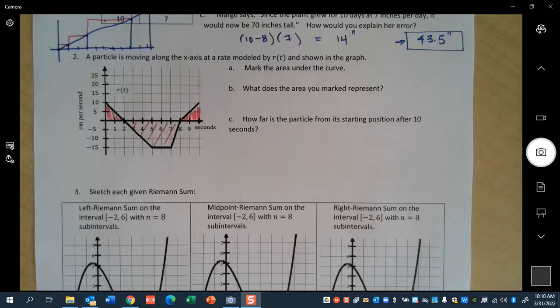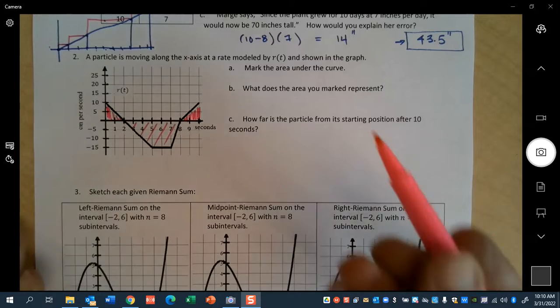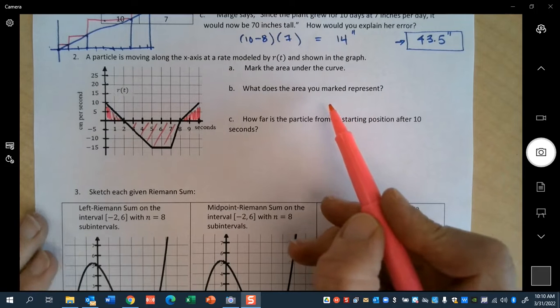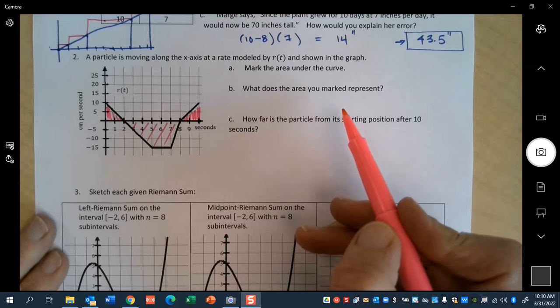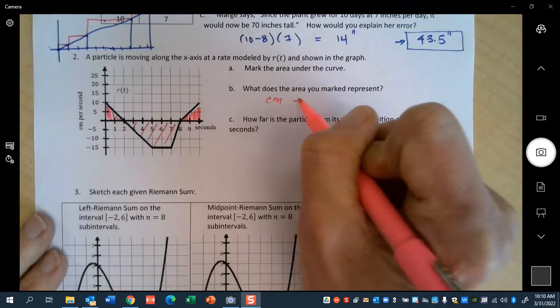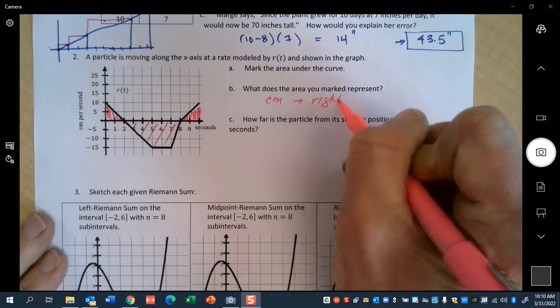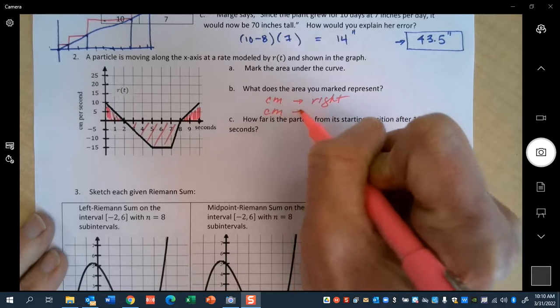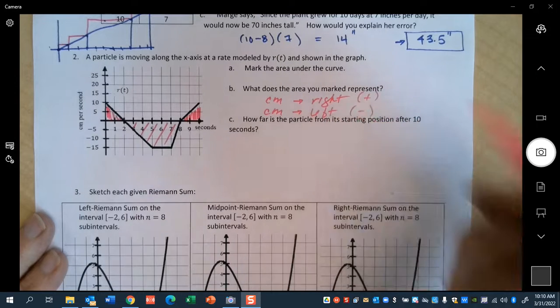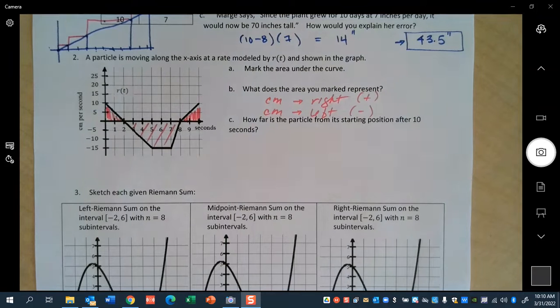So I can go ahead and calculate the area under the curve. So mark the area under the curve. We did it. What does the area that I marked represent? That's the centimeters that the particle is moving right. It's the centimeters that the particle is moving left. Right is positive movement. Whenever it's moving to the left, that's when my derivative is negative.